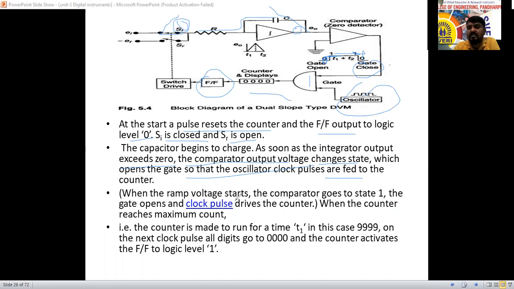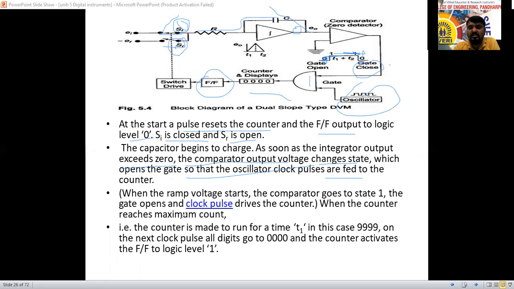When the ramp voltage starts here now, this is the ramp voltage that closes the switch. So the comparator goes to state 1 here now. Again, it goes to state 1. The gate opens here now. Once the comparator state is 1, the gate will be open here now, and clock pulses drive the counter.